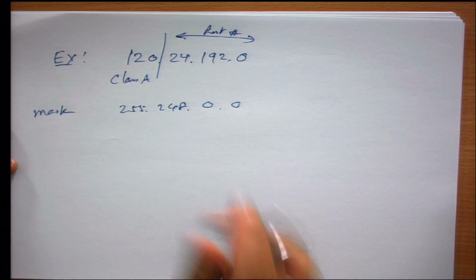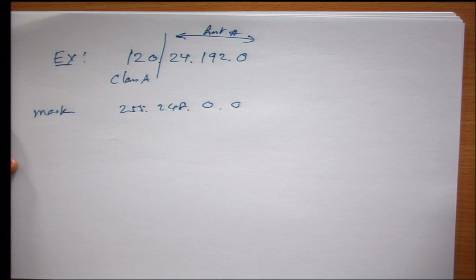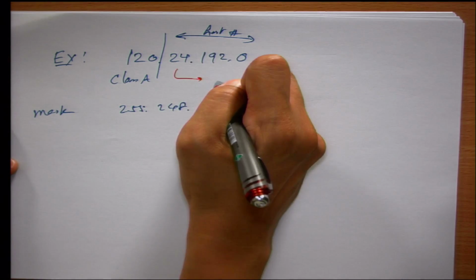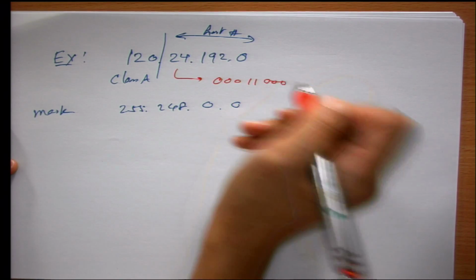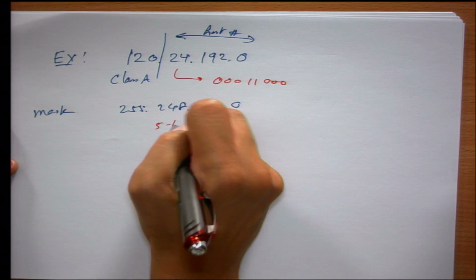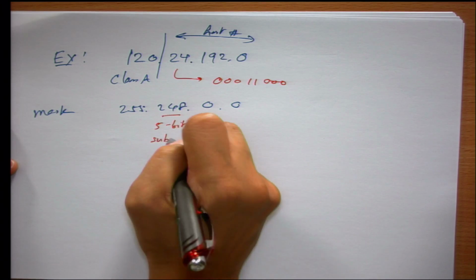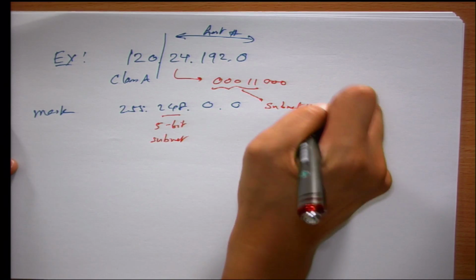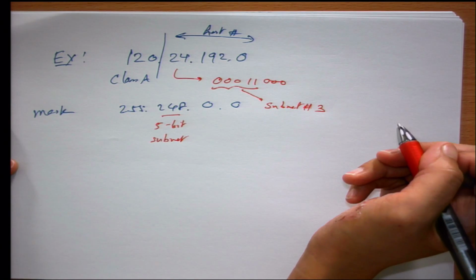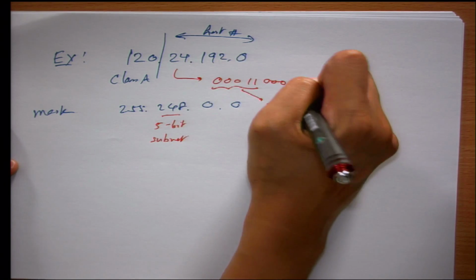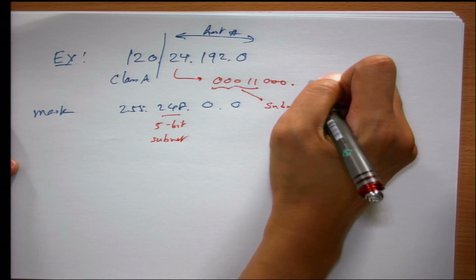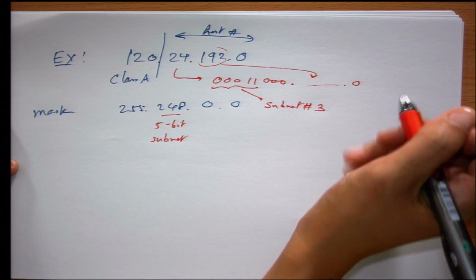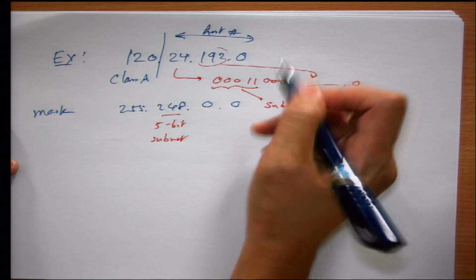Okay, these are all the host numbers. So what is 24? 24 is 0, 0, 0, 1, 1, 0, 0, 0. And you know that this is a 5-bit subnet. Okay, so you know that this is subnet number 3. And what is the host? The host is, so this is dot 192, right? Over here. And dot 0. Okay, since this starts with 0, 0, 0.